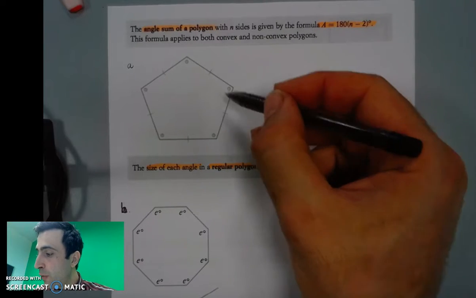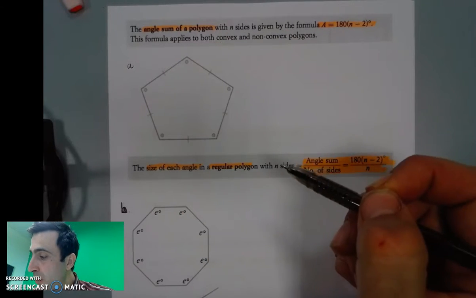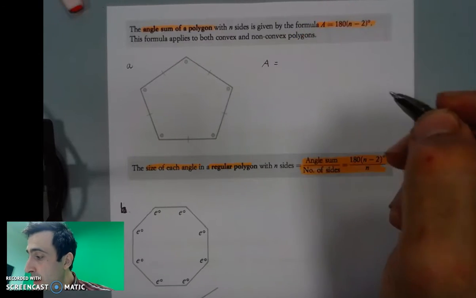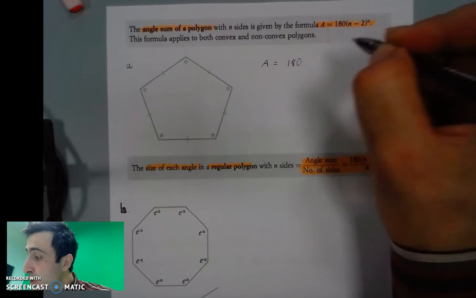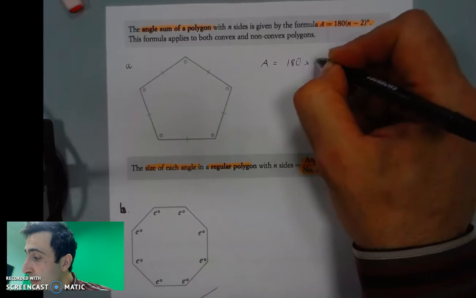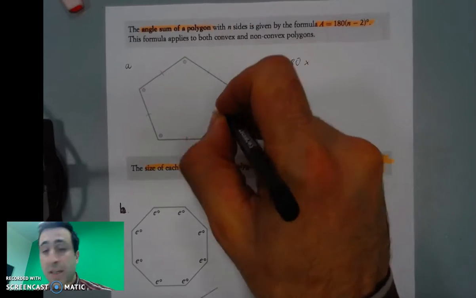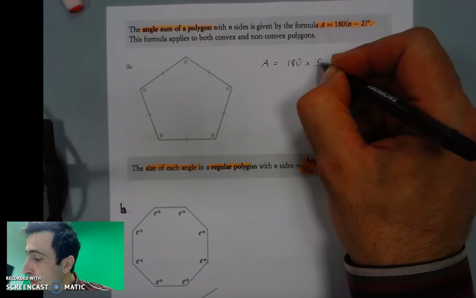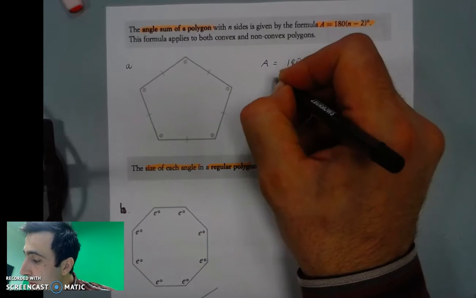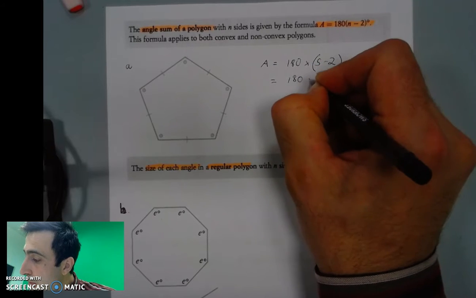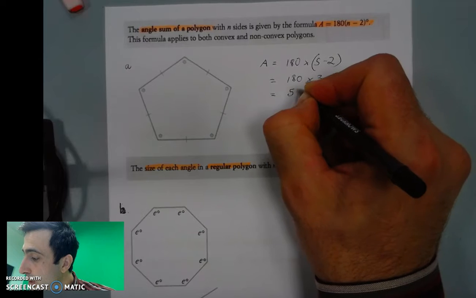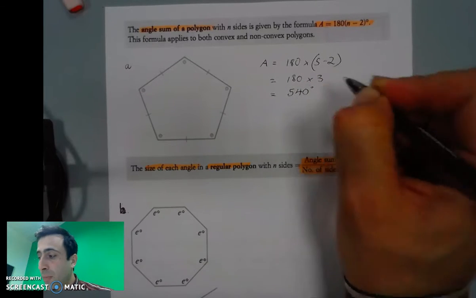1, 2, 3, 4, 5. So in this case, the number of degrees is 180 times n minus 2, so 1, 2, 3, 4, 5, we established before. 5 minus 2, so it's 180 times by 3, which is 540 degrees.